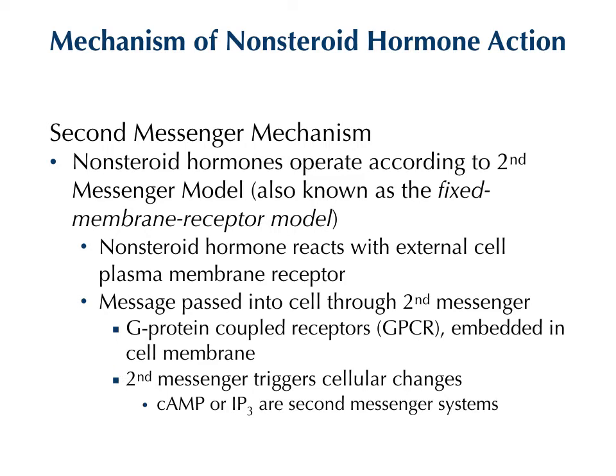GTP will then activate another membrane protein, adenyl cyclase. Adenyl cyclase is an enzyme that promotes the removal of two phosphate groups from adenosine triphosphate. This will form cyclic AMP, cyclic adenosine monophosphate. And cyclic AMP is what becomes the second messenger within the cell.